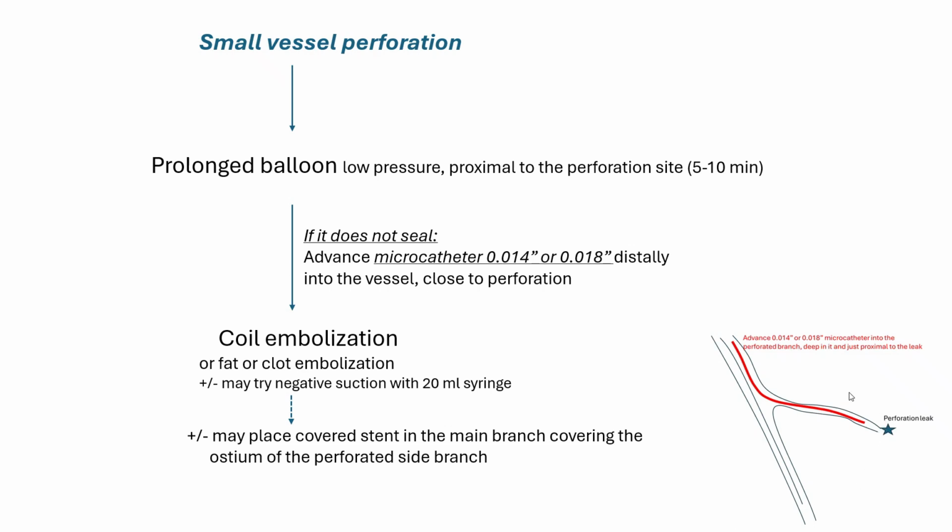Occasionally, for distal side branch perforation, you may place a cover stent across the ostium of the side branch, but that's not the best option. The best option is coil embolization.